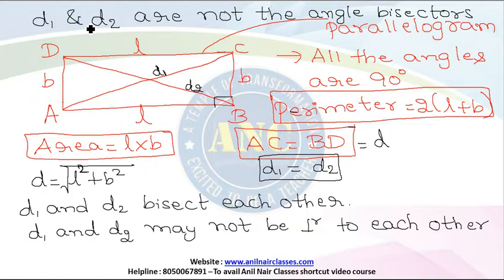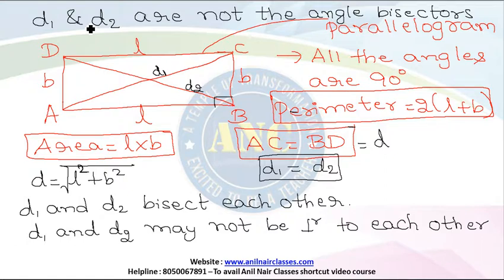So the perimeter of a rectangle is 2 into (L plus B). The area of a rectangle is L into B, where L is the length and B is the breadth. And the diagonals of a rectangle will always be equal in length, given by root of length square plus breadth square, from the Pythagoras theorem.